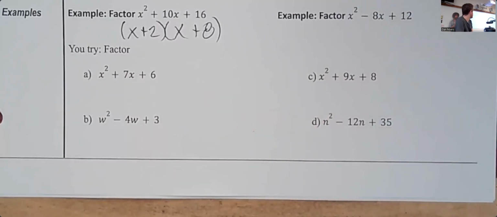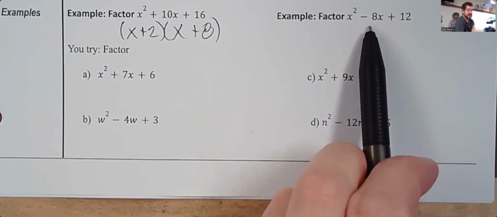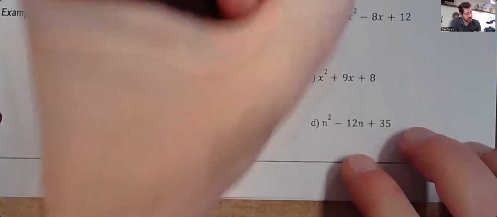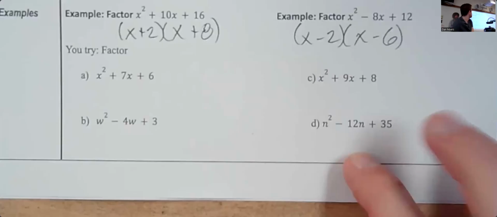So in terms of numbers that multiply to 12, you got 1 and 12, you got 2 and 6, and then you got 3 and 4. 2 and 6, yeah. So 2 times 6 is 12. 2 plus 6 is 8. If they're both negative, negative 2 times negative 6 is positive 12, and negative 2 plus negative 6 is negative 8. So x minus 2 and x minus 6.